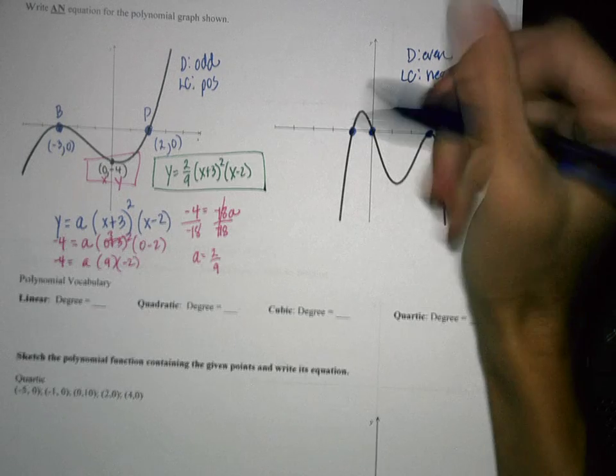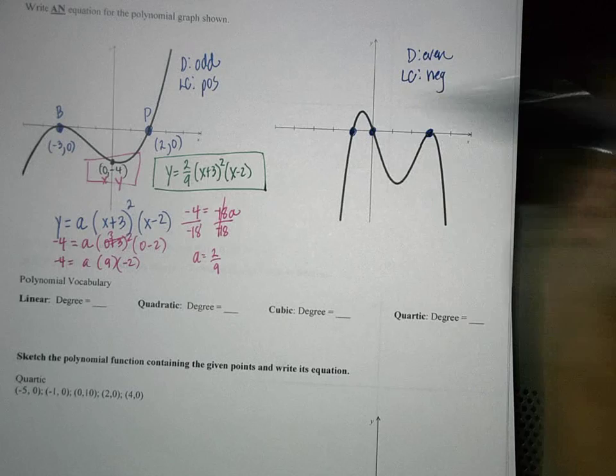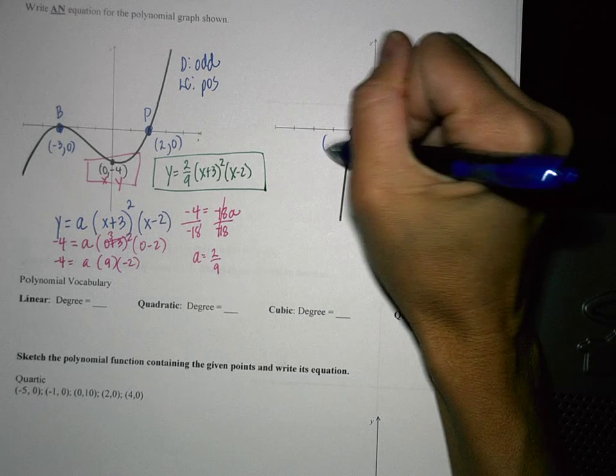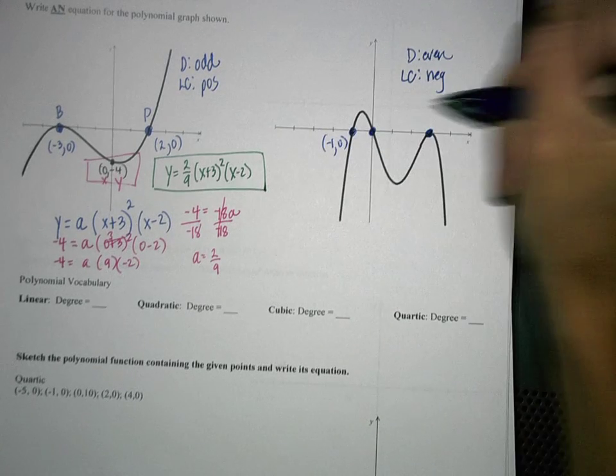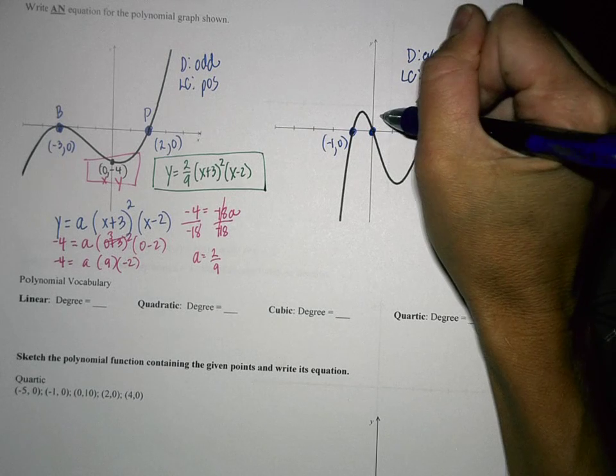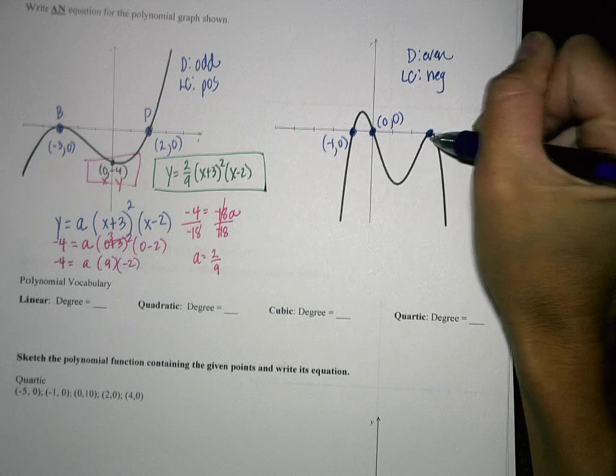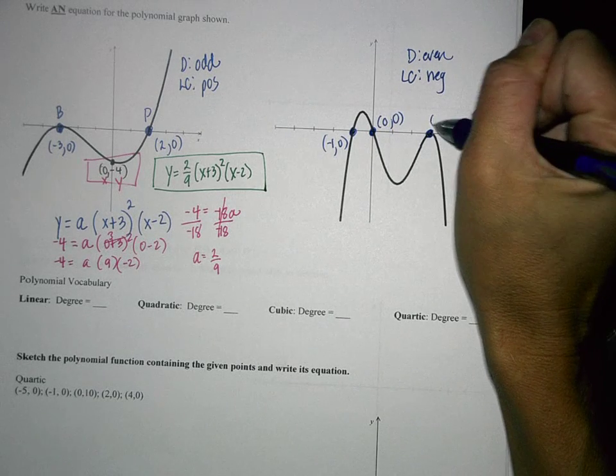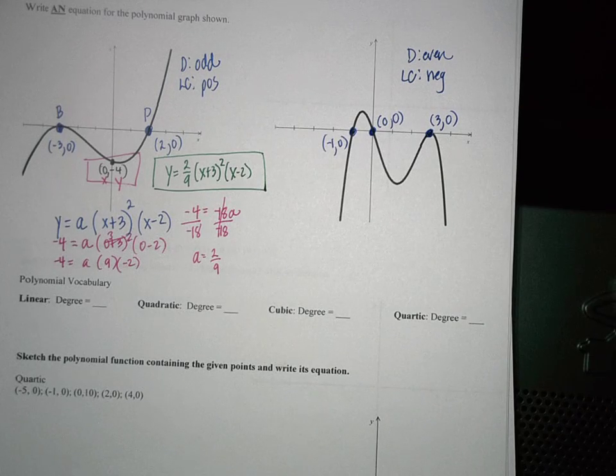Okay, so what ordered pair is this? What point is that? Very good. Negative 1, 0. The next point is at 0, 0. And this one is at 3, 0. Very good. So let's start writing our equation.